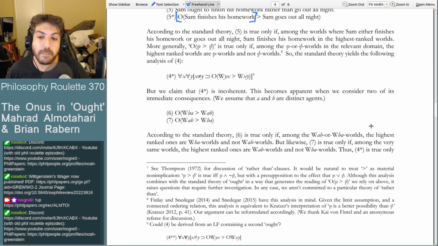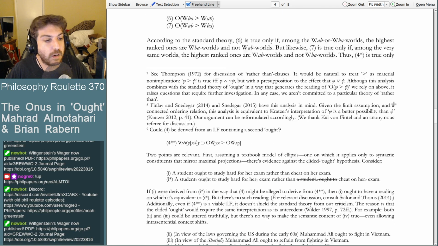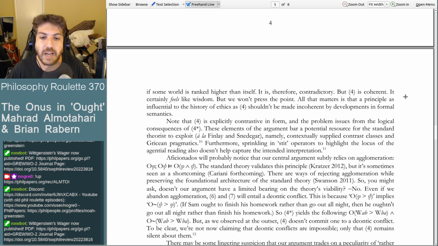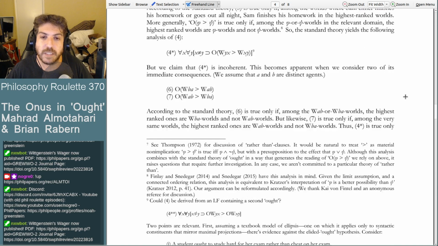We assume that A and B are distinct agents. So obligation WBA is greater than WAB, and then you just switch it around. According to 6, the standard theory, 6 is true only if among the WAB or WBA worlds, the highest ranked ones are WBA worlds and not WAB worlds, but likewise 7 is true if the very same worlds, highest ranked worlds, are flipped. Thus, 4 star is true only if some world is ranked higher than itself. This is therefore contradictory.